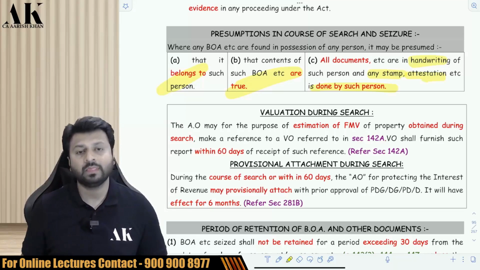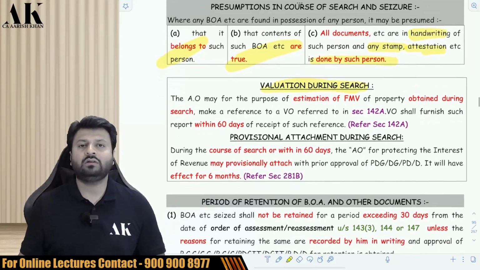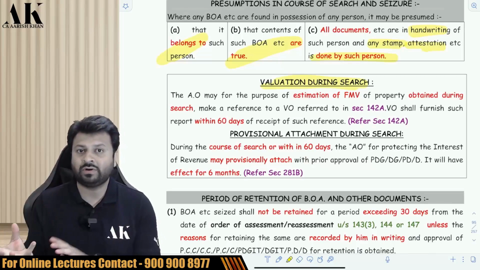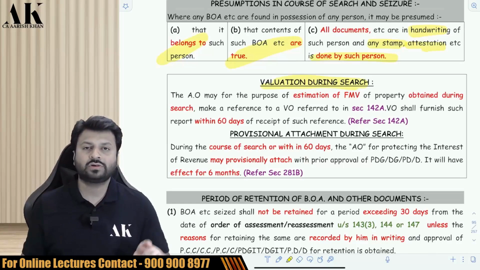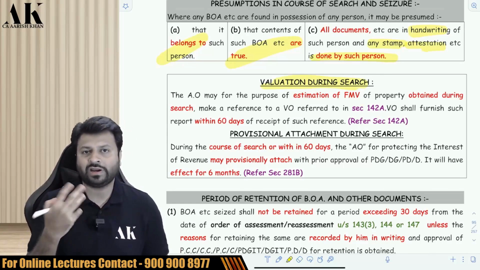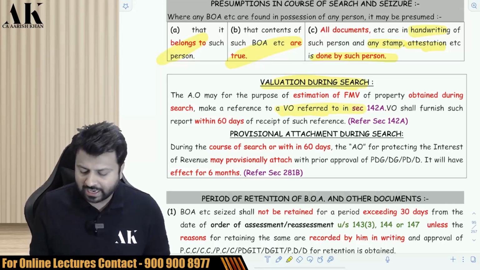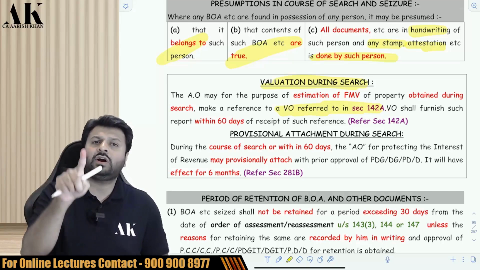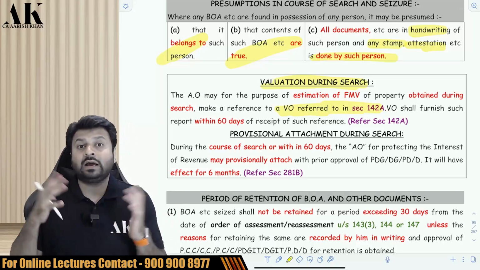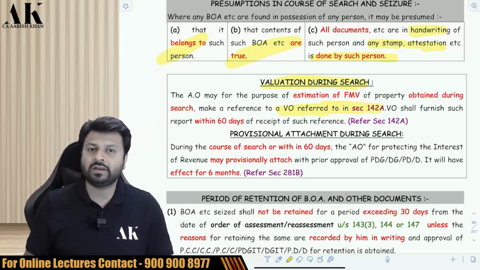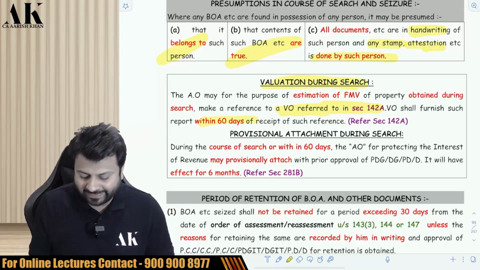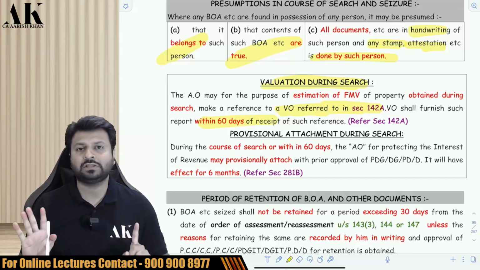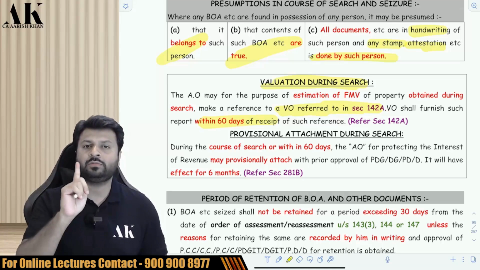Next, valuation during the search. During the search, the AO will find a lot of properties. He will find a lot of bullion, jewelry, silver, gold, etc. Now, he needs to value that. So, can he take the help of a valuation officer? Why not? He can take the help of a valuation officer under section 142A, and the valuation officer mentioned in 142A will help the assessing officer to quantify the wealth. What is the amount of wealth that the assessee possesses? And he will give a report here at a much faster rate, that is, in 60 days. Because in 142A, the officer generally takes 6 months to give the report. But here the officer will give the report in just 60 days.